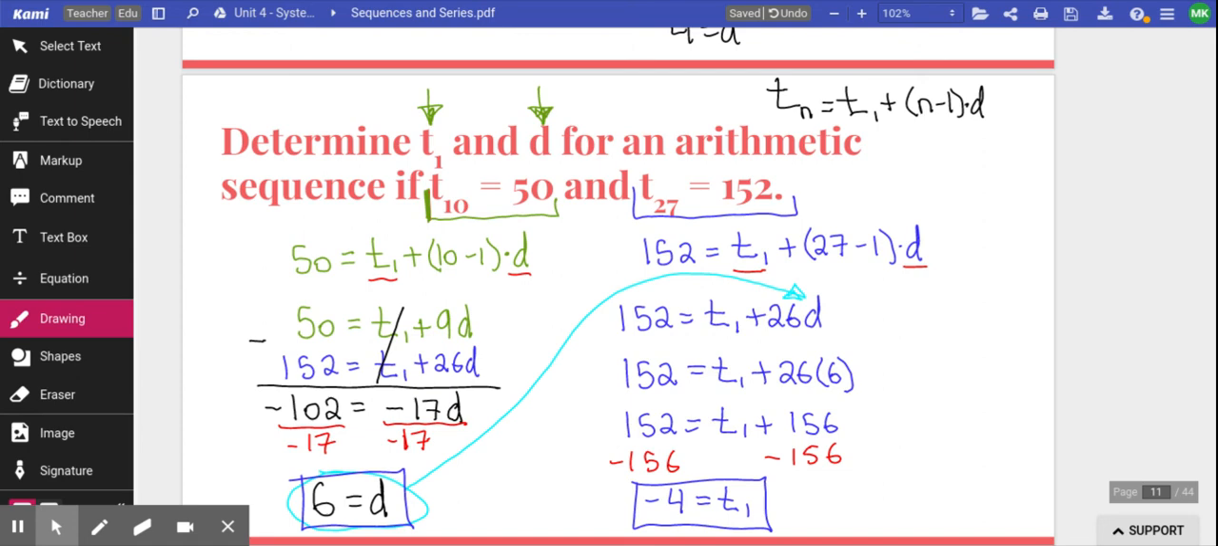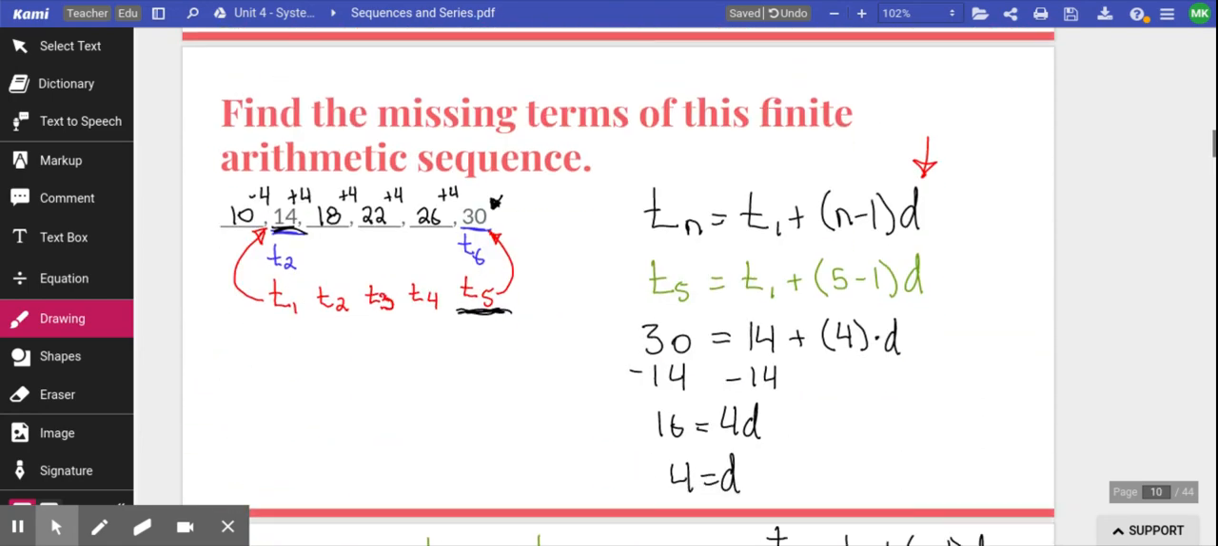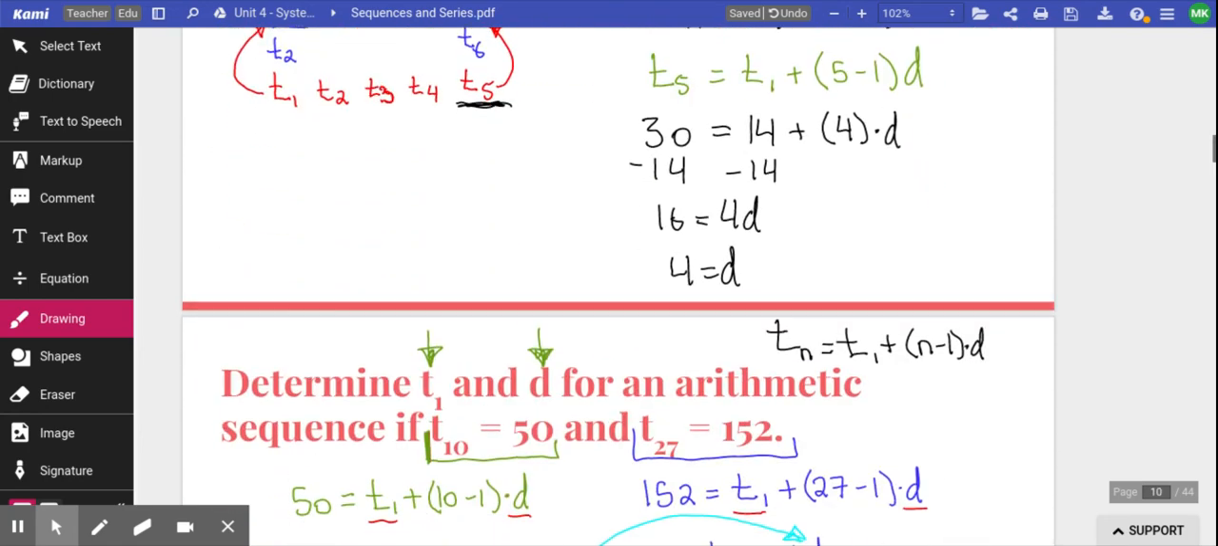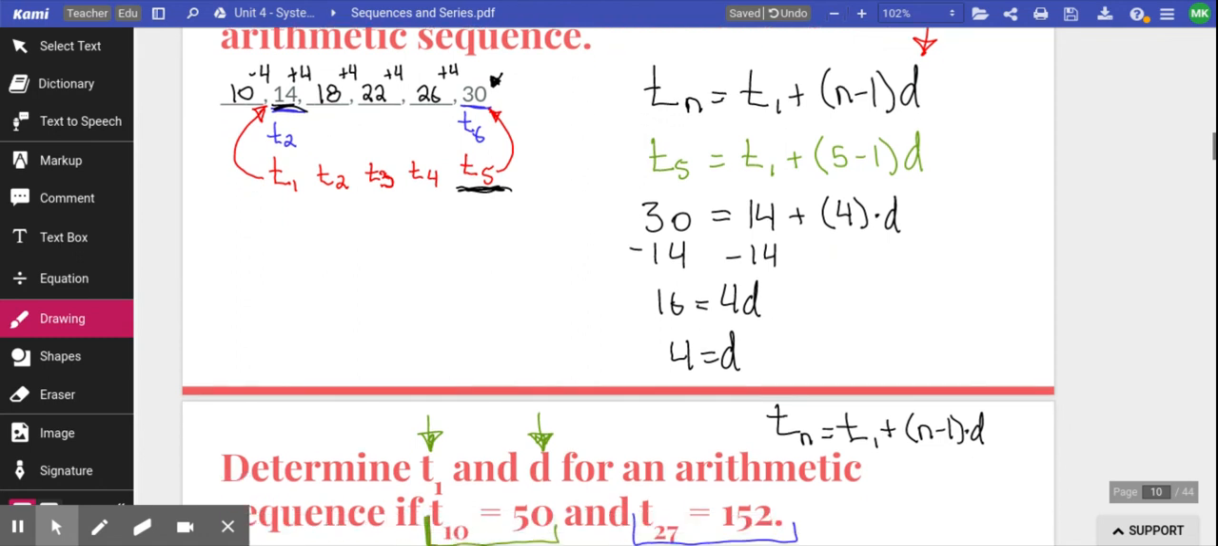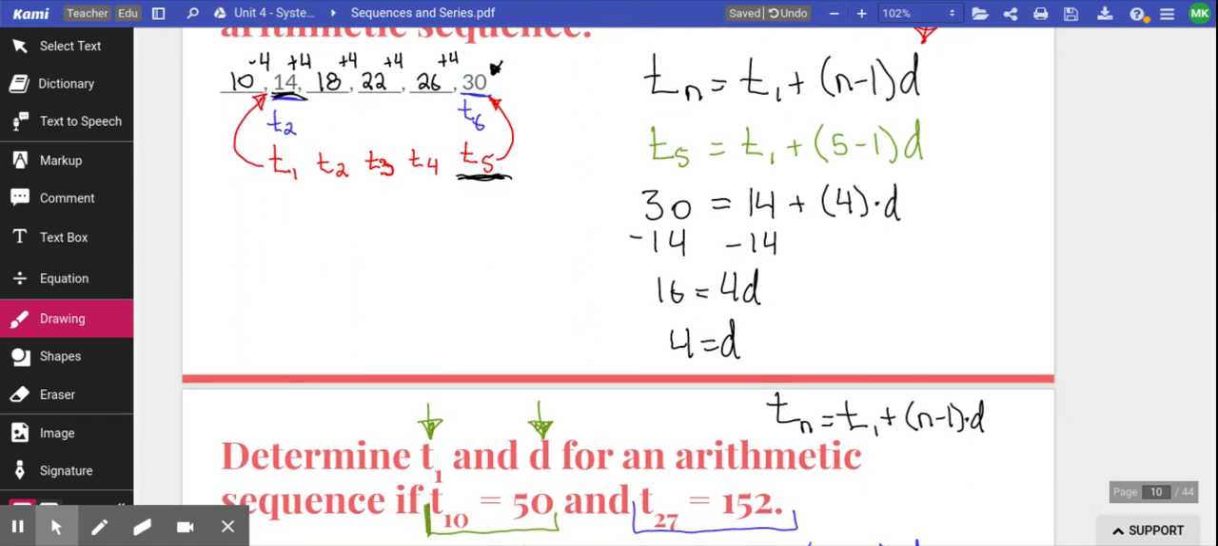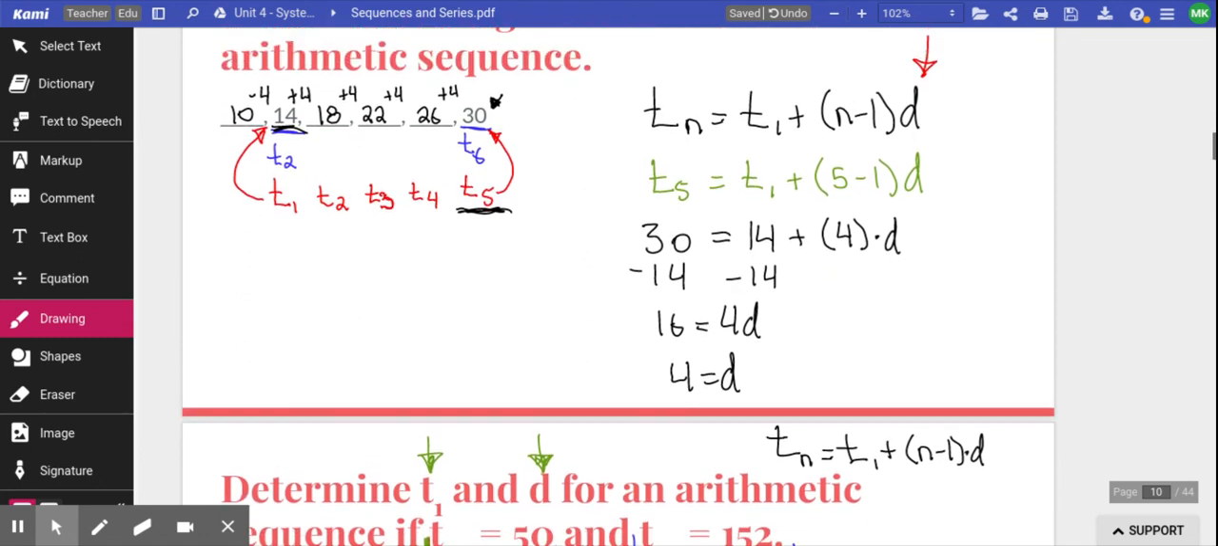That's the more mathy way to do it. We use systems of equations. You could have also used the same trick we use on this slide where we would have called T of 10 T of 1 and we would have called T of 27 T of 18. And then we could have done something similar to this, which would have helped me get the D value. And then we would have had to use the D value to calculate the T of 1 value.